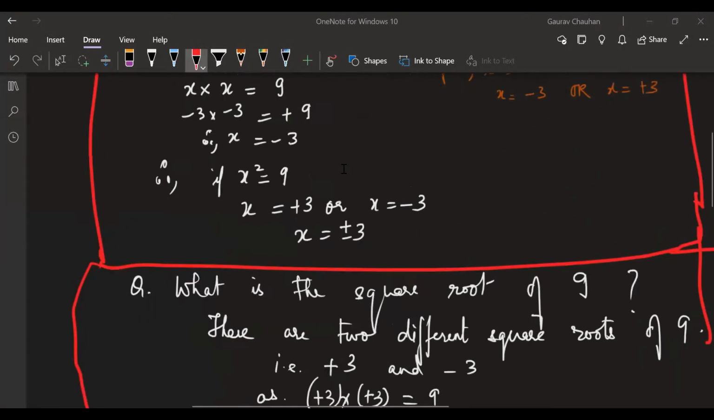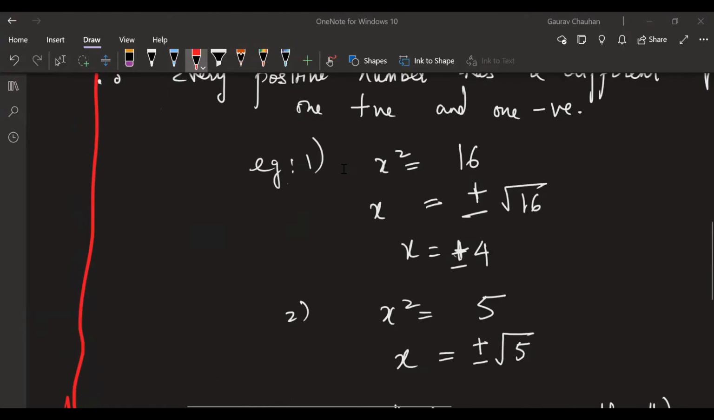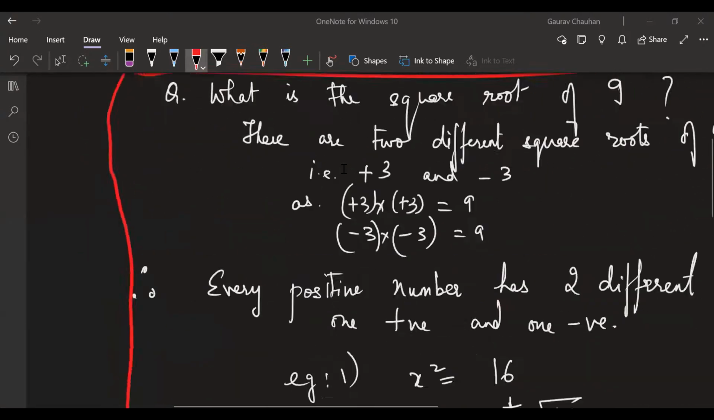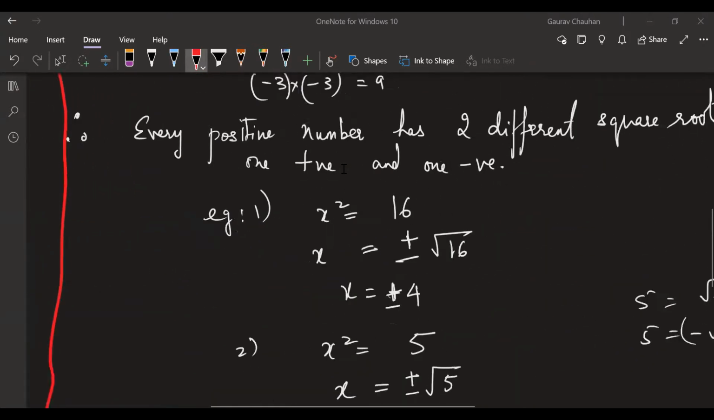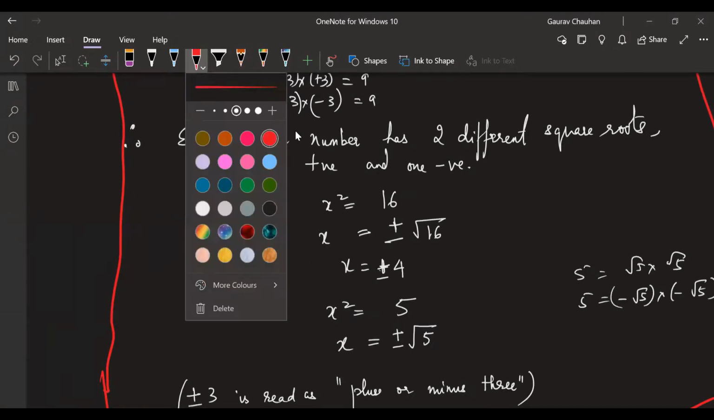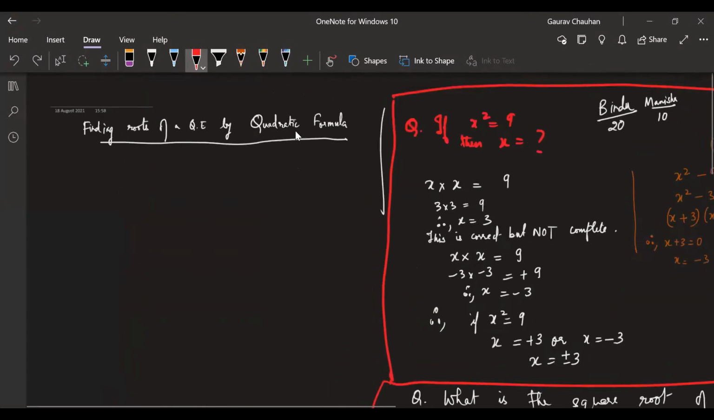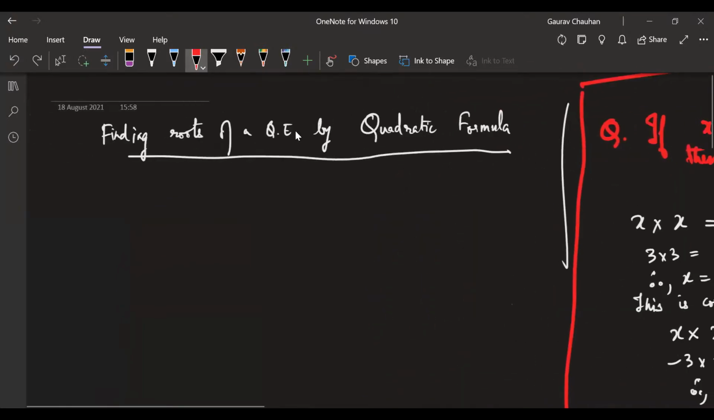So what we realized just now, what we spent time on and Bindu explained so beautifully and concluded, is that every single positive number, that number need not even be a perfect square. Even if you take 5, it has two square roots, a positive square root and a negative square root, plus root 5 and minus root 5. Keeping all of that in mind, we are going to go to the quadratic formula now.